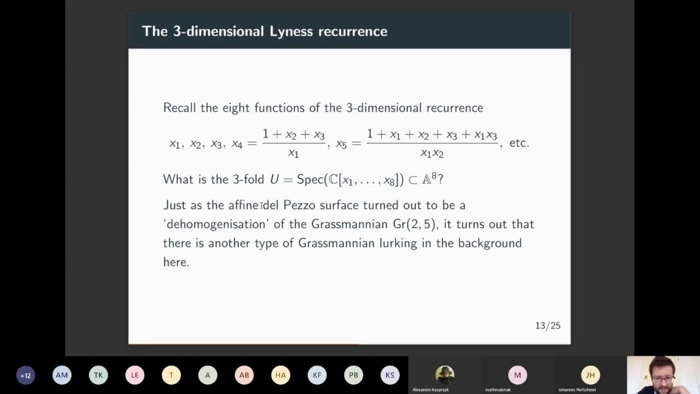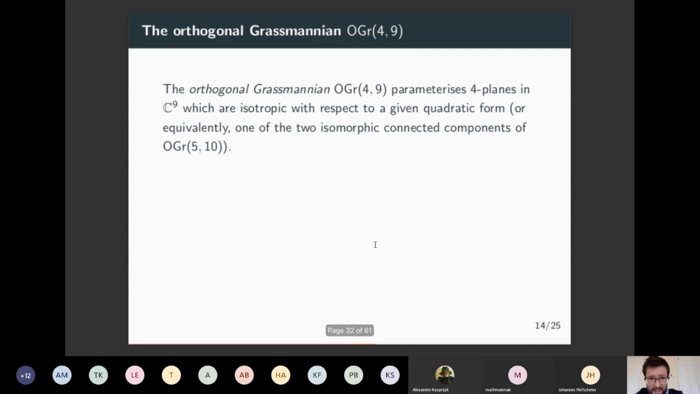So just as the affine del Pezzo surface in dimension 2 turned out to be a kind of dehomogenization of the Grassmannian, essentially this very special hyperplane section of the Grassmannian GR25, in this case there's also a Grassmannian lurking in the background here, and that is the orthogonal Grassmannian. So actually in my title I had OGr 510, and it's traditional to talk about the orthogonal Grassmannian OGr 510, but actually it's completely equivalent.